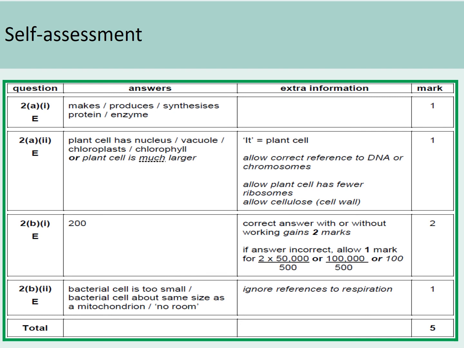There are answers that can be accepted. So you can see that allow correct reference of DNA or chromosomes, or allow plant cell has fewer ribosomes, or even allow cellulose for the cell wall. But if you're looking at other GCSE papers, it will specifically say what not to accept. So using these kind of mark schemes are very, very useful.